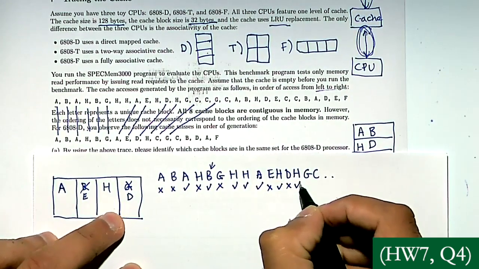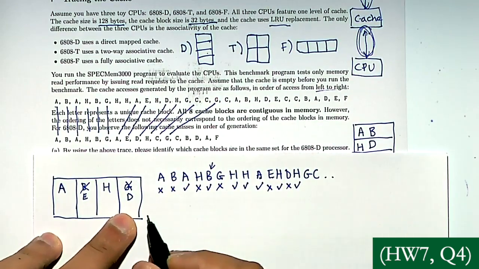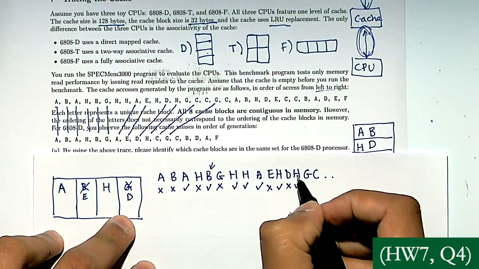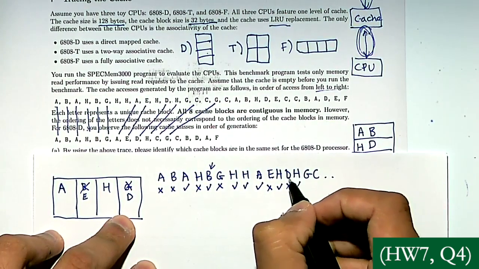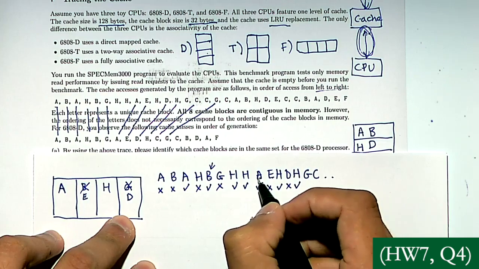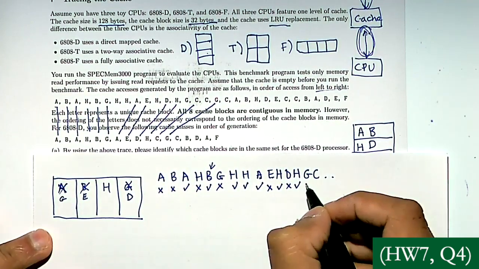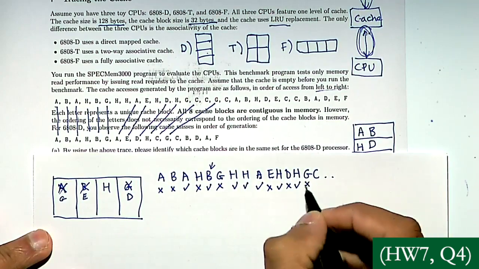Then H is still in the cache. G is no longer in the cache because we just evicted it. So now we have to pick what to evict next. So the least recently used, again, not H, not D, not E, but A. So A gets evicted, and we replace it with G. And G is a miss.